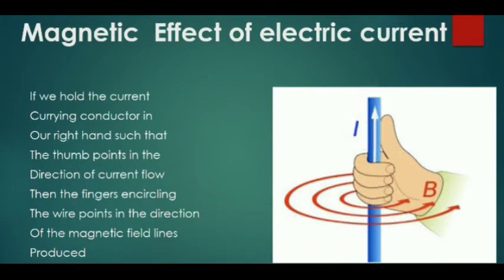Yes, see this. If we hold the current carrying conductor in our right hand such that the thumb points in the direction of current flow, then the fingers encircling the wire point in the direction of the magnetic field lines produced. So the thumb gives the direction of current and the fingers give the direction of the magnetic field, right? So from this diagram, this is the conclusion, right?